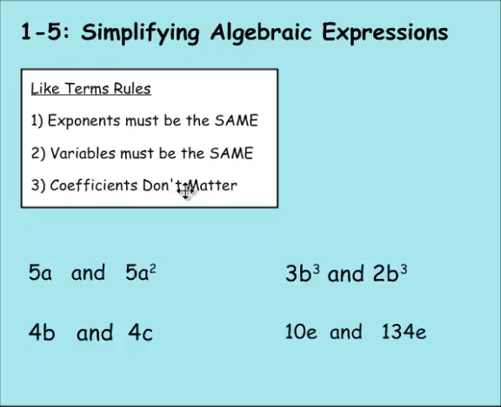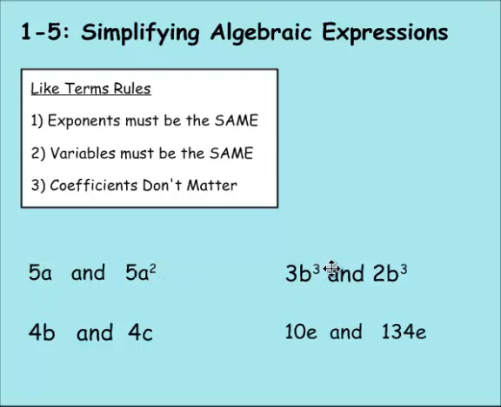Then coefficients don't matter, meaning that the 4 or the 10 and then the 134 over here, that doesn't matter. The 3 and the 2, that doesn't matter either. So let's look at these ones and see if these are ones that we can combine. Are these terms like terms? We have 5a. We have 5a squared. Rule number 1 got broken, huh? Exponents must be the same, so you could not combine these terms together.